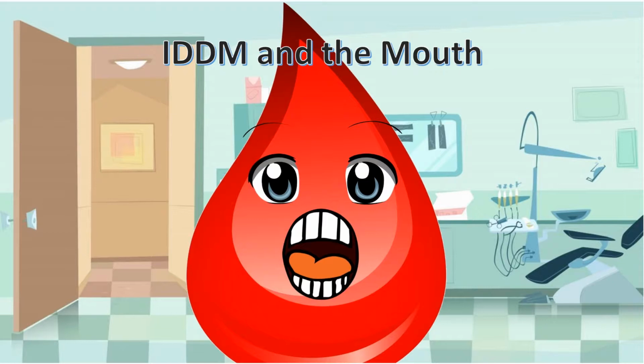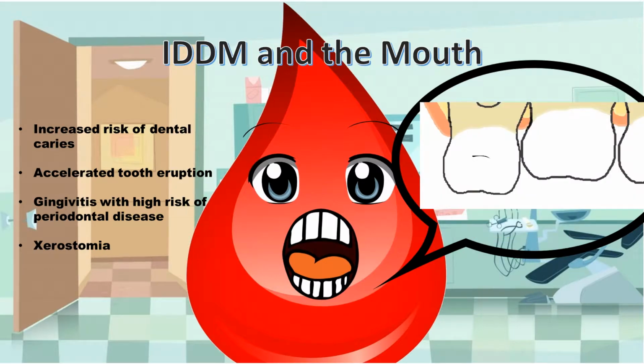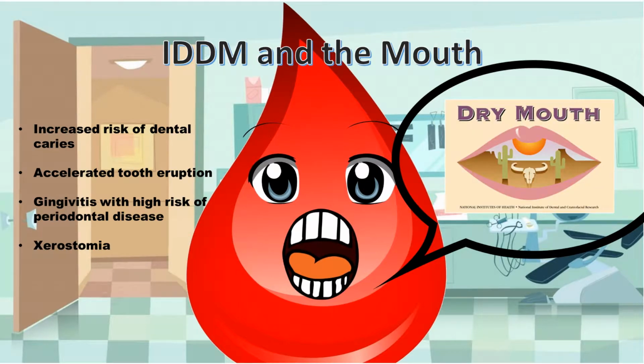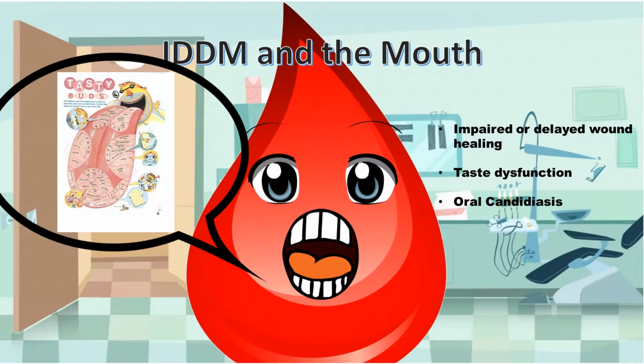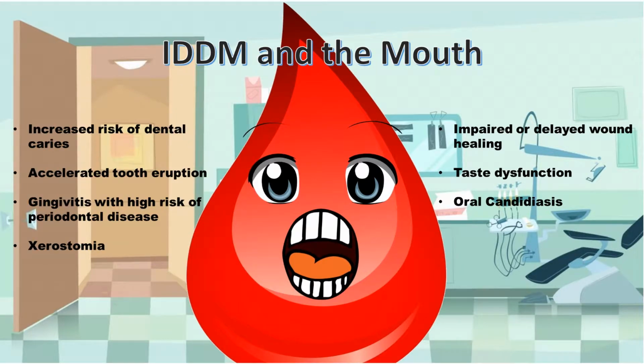Insulin-dependent diabetes mellitus has multiple effects on the mouth. These effects include increased risk of dental caries due to salivary hypofunction, accelerated tooth eruption with increasing age, gingivitis with high risk of periodontal disease, salivary gland dysfunction leading to xerostomia, impaired or delayed wound healing, taste dysfunction, and oral candidiasis. Poor control of glucose levels increases all these symptoms.